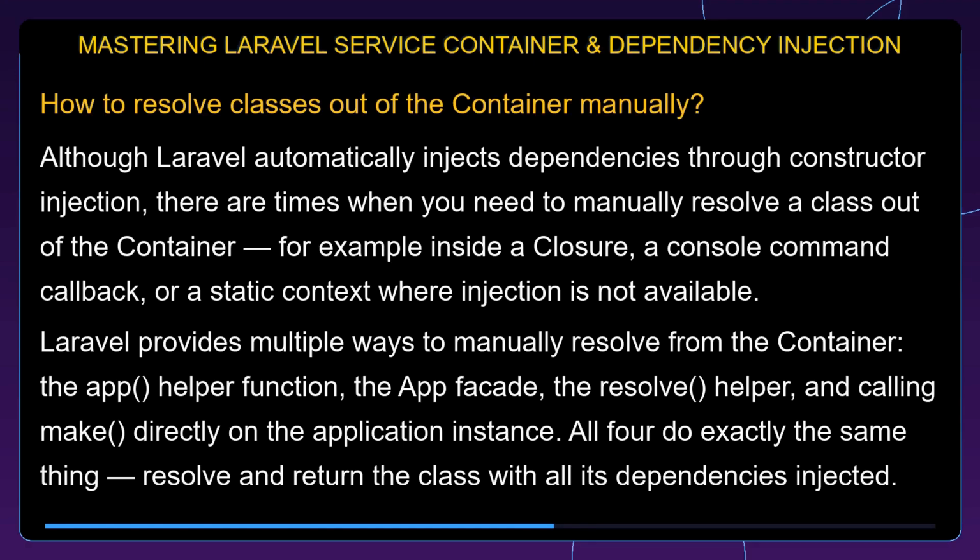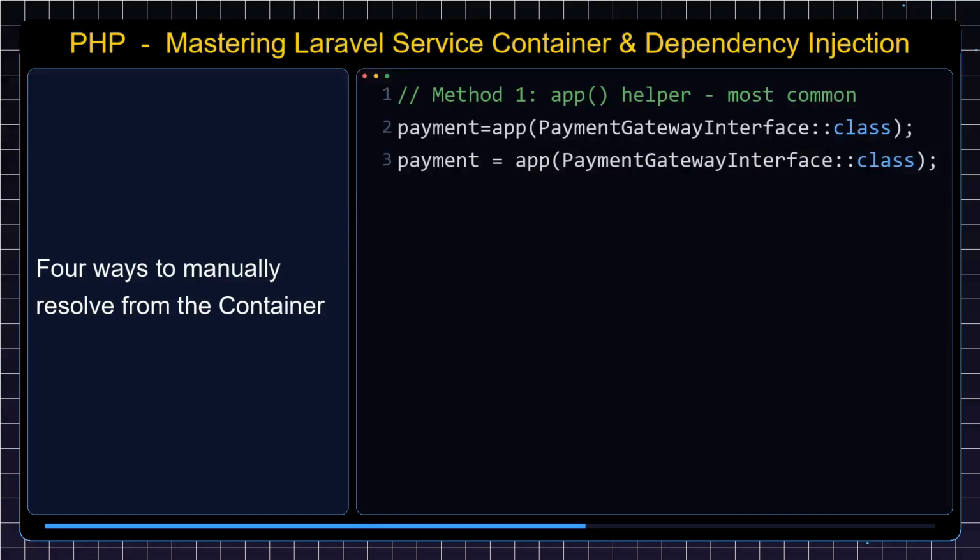How to resolve classes out of the container manually? Although Laravel automatically injects dependencies through constructor injection, there are times when you need to manually resolve a class out of the container. For example, inside a closure, a console command callback, or a static context where injection is not available. Laravel provides multiple ways to manually resolve from the container. The app helper function, the App facade, the resolve helper, and calling make directly on the application instance. All four do exactly the same thing. Resolve and return the class with all its dependencies injected. Four ways to manually resolve from the container.